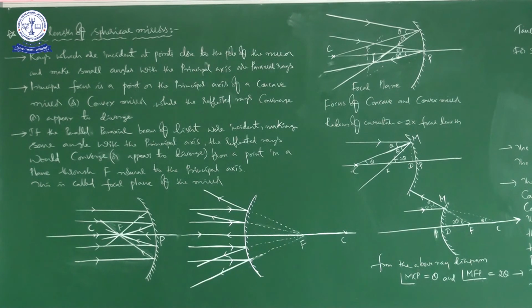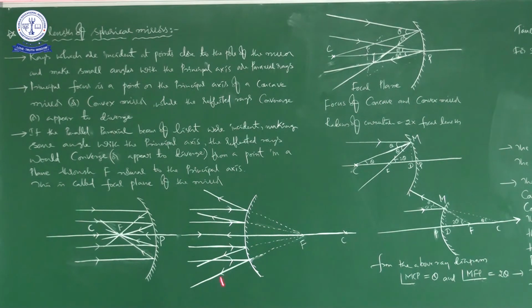Here you can see the two pictures. If you observe carefully, here the rays converge physically. These are the incident light rays, these are the reflected rays. They converge at this point, and that point is the principal focus. Suppose you come here, the rays appear to diverge. These are the diverged light rays.